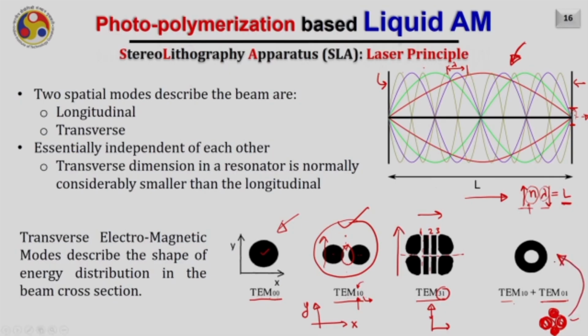So this is how we define the cross section of the laser beam, and it is very, very important for our further discussions. And the most preferable in SLA is TEM00. This is because it doesn't have any spot where there is no illumination.